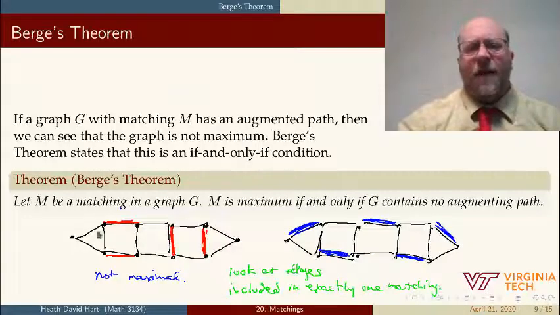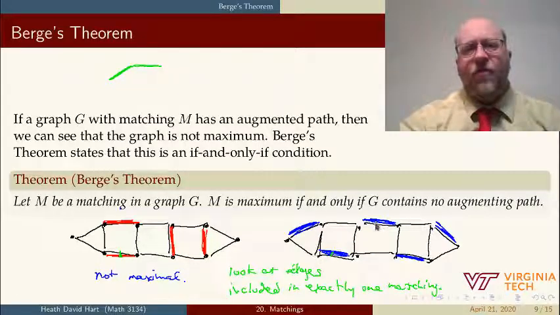This isn't a proof yet. This is just an example, but we'll look at what happens. So this edge is included in one of the matchings. This edge is included in one of the matchings. This edge down here is included in both matchings, so I'm not going to use it.